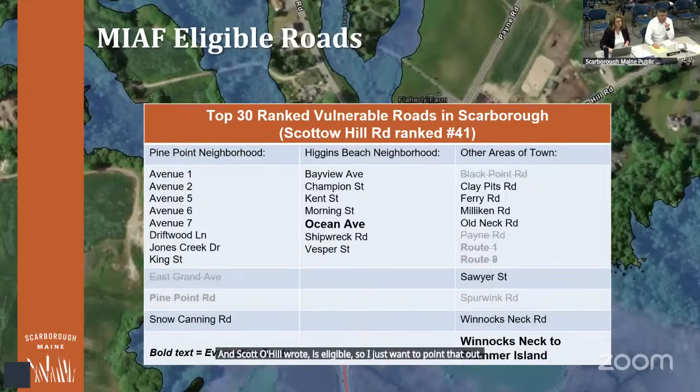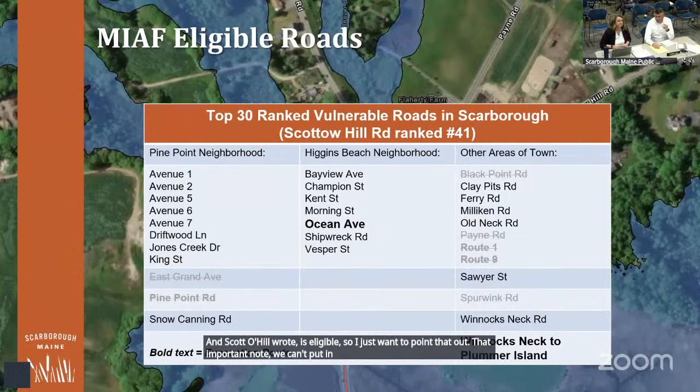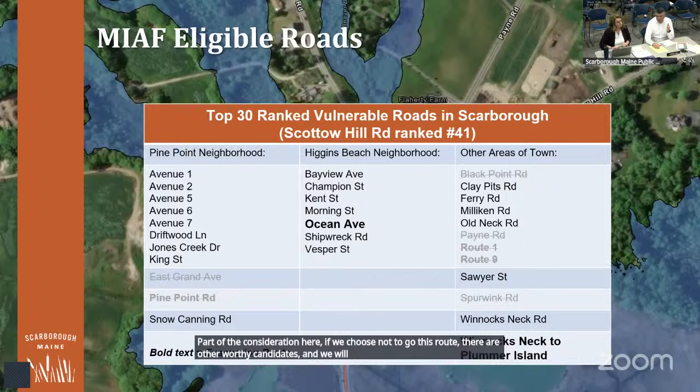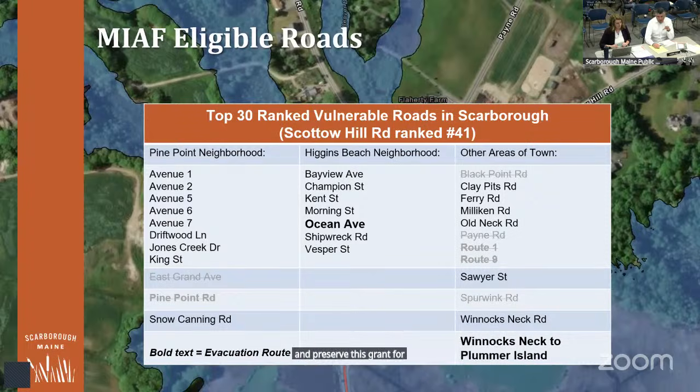Important note, we can't put in more than one grant application. So part of the consideration here, if we choose not to go this route, there are other worthy candidates, and we will certainly apply for grants for other projects. But we wanted to reserve and preserve this grant for Scotto Hill because that's the most urgent and pressing need right now.